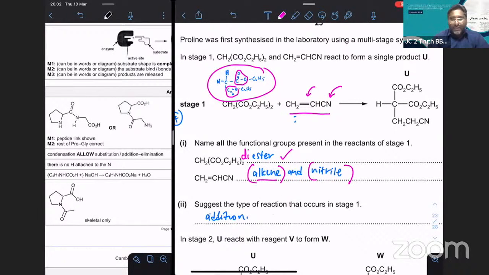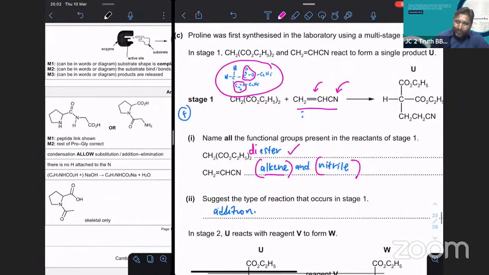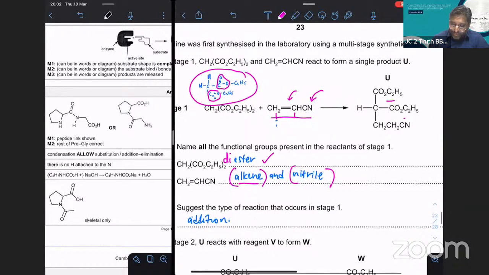Suggest the type of reaction that occurs in stage number 1. You can see in stage number 1, what happens is that in this compound the double bond is broken, then something comes over here, and then something comes over here, which is going to be this, and then this.